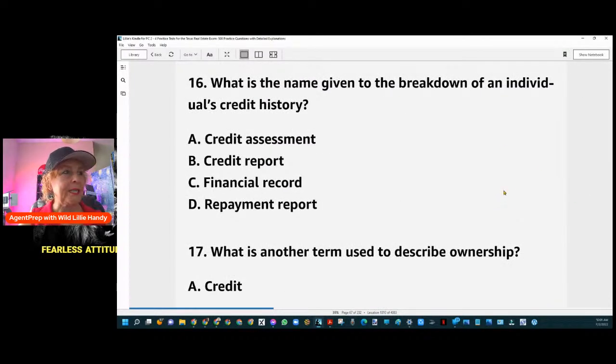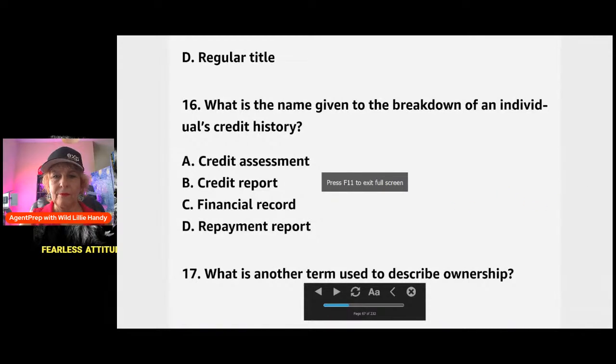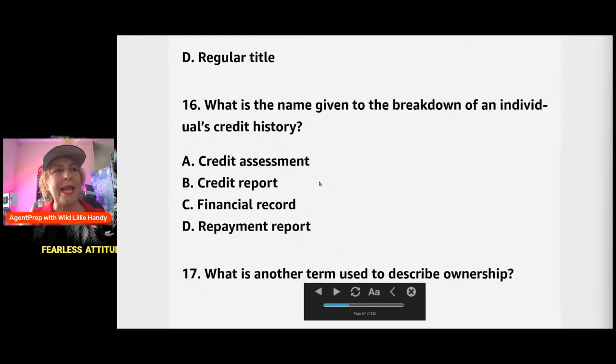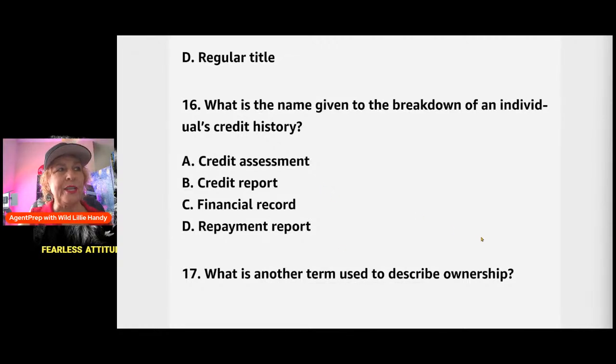Okay, number 16. Okay, I'm clicking away. I've got multiple screens here, y'all. Not to worry, we're getting going. All right, what is the name given to the breakdown of an individual's credit history? A, credit assessment, B, credit report, C, financial record, or D, repayment report? Type your answer in the chat.